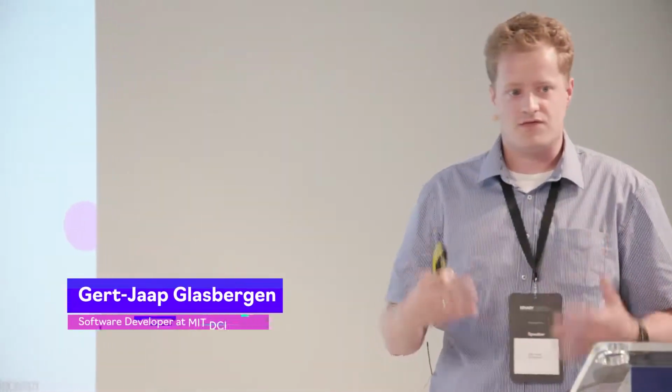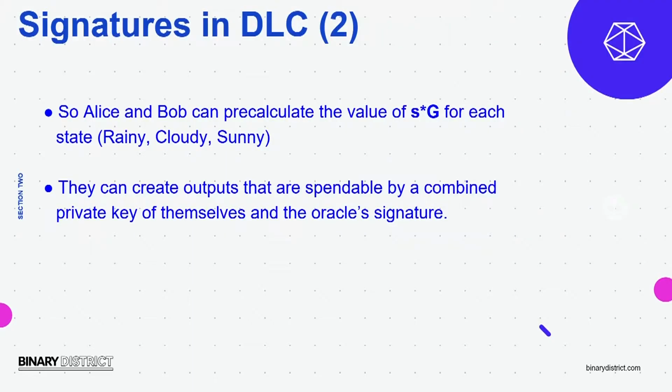And that gives the opportunity for Alice and Bob to pre-calculate the value of the public key to the signature for each of the states that they place their bet on. So they can produce that value for rainy, for cloudy, and for sunny. Which also means that they can create outputs on the Bitcoin blockchain that are spendable if you have that signature.